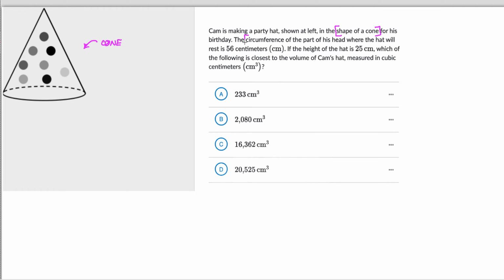The circumference, and here's what's key: the circumference of the part of his head where the hat will rest is 56 centimeters. So circumference, okay, is this circle. It's the length of that entire circle going around. This pink part here is the circumference of the circle. So at the bottom of this cone is a circle, right? The circumference of that circle is 56 centimeters. This is often denoted with a capital C. It always stands for circumference.